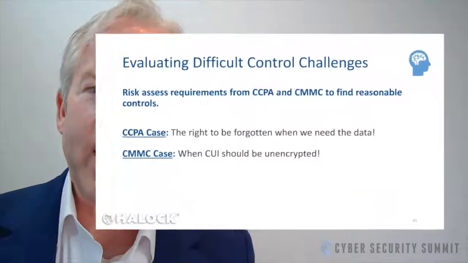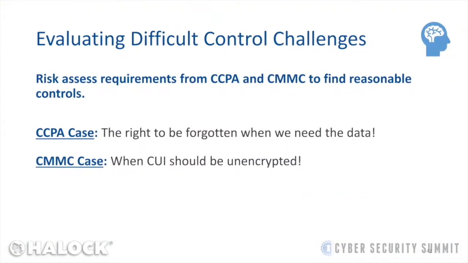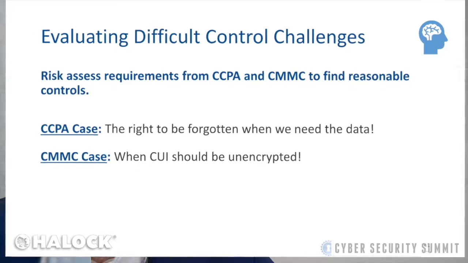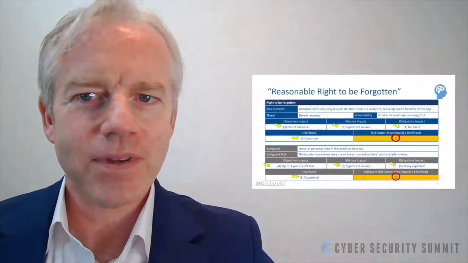Let's look at how we apply this to CCPA and CMMC for our clients. These are 2 issues that come up a lot for our clients. For CCPA, sometimes the right to be forgotten is difficult to apply when the organization that has the data really needs it. And the CMMC case, when should this controlled, unclassified information be unencrypted? There are reasonable ways to figure these things out.